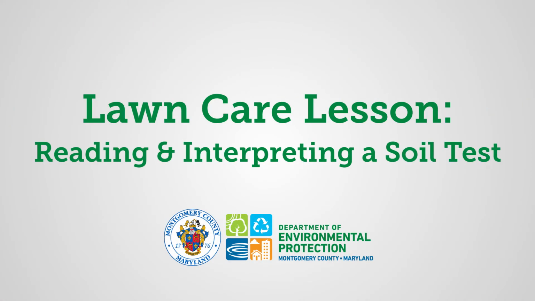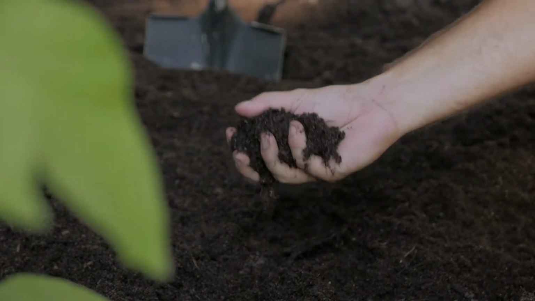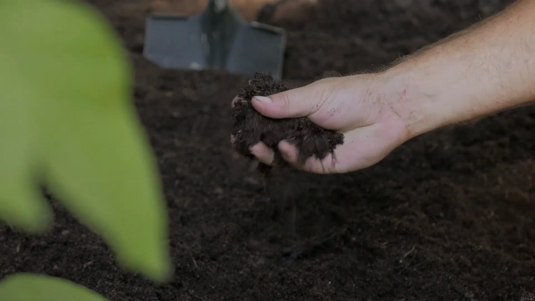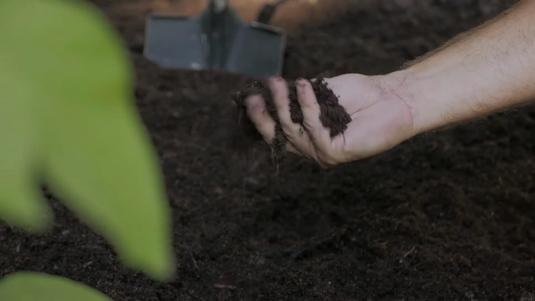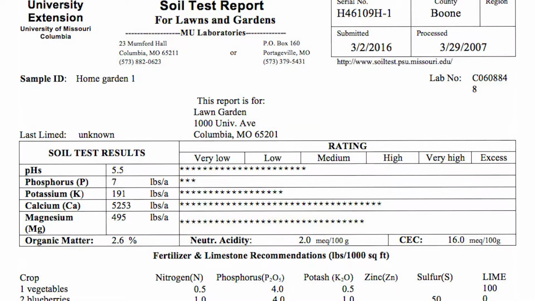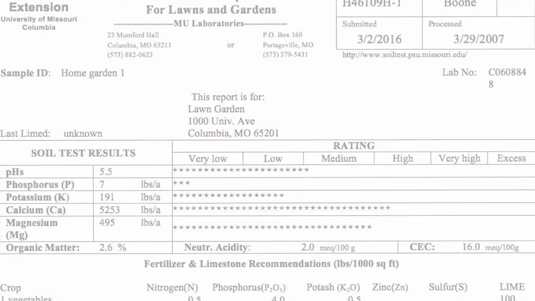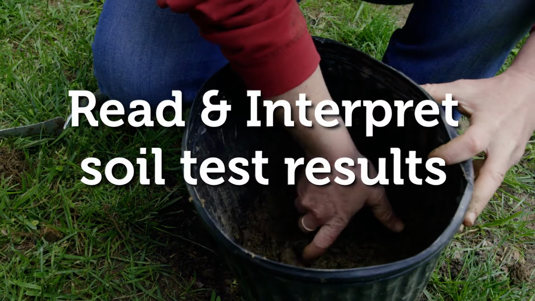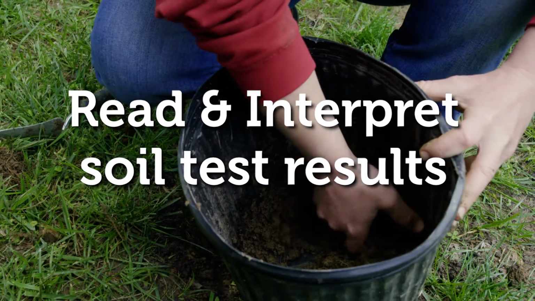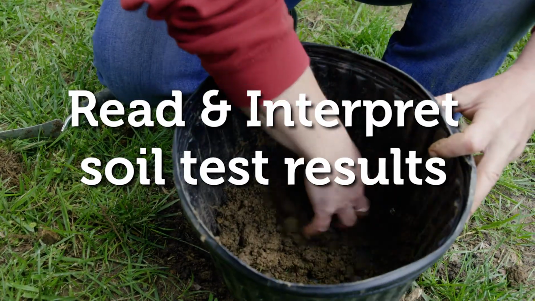The most important factor for a healthy lawn is a healthy soil. A basic soil test can give you a general idea of what's going on below ground, but it can be hard to interpret the results to determine what you might do to improve nutrients in your soil. In this Maintenance Minute, we'll cover the basics of how to read and interpret your soil test results.